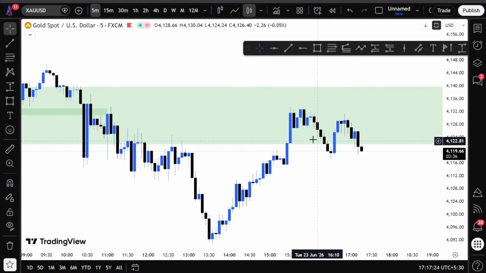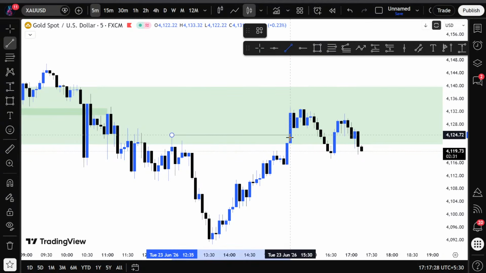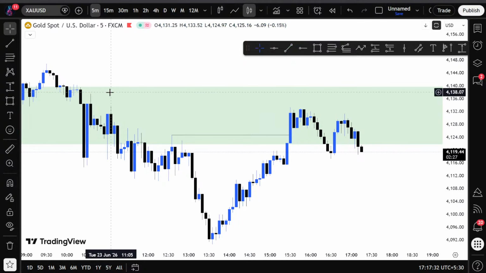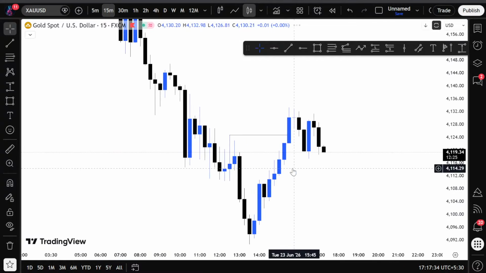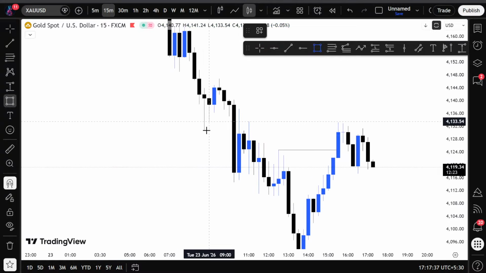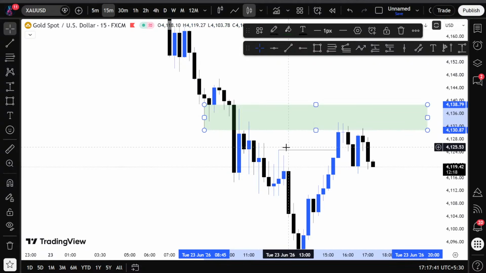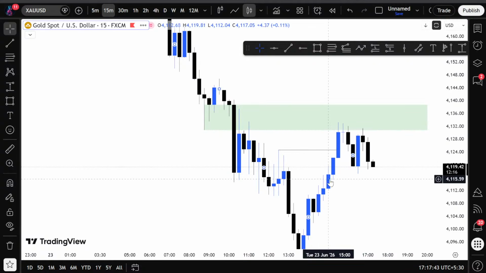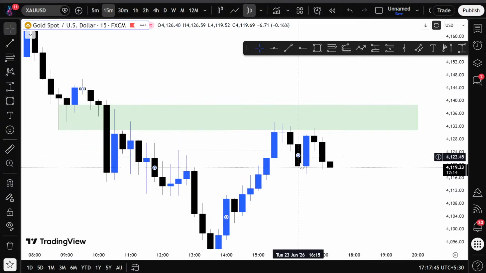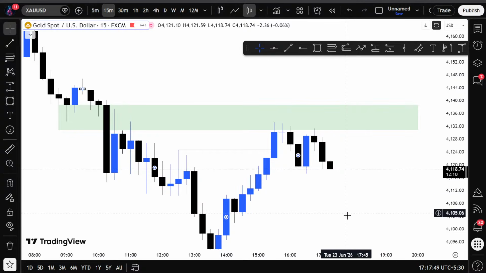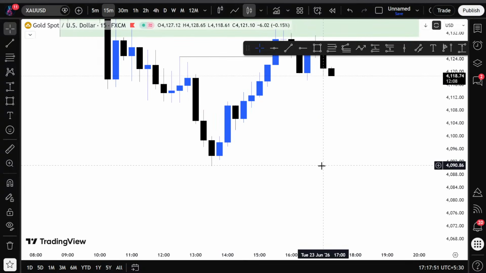Okay. Here, why am I watching for short? Because it has already had a sweep of this inducement in the 15-minute time frame. This is your mitigation block. We have already tested it. The inducement has already been swept. So if we get a 1, 2, 3 pattern, then we can short here. The first target can be this low.